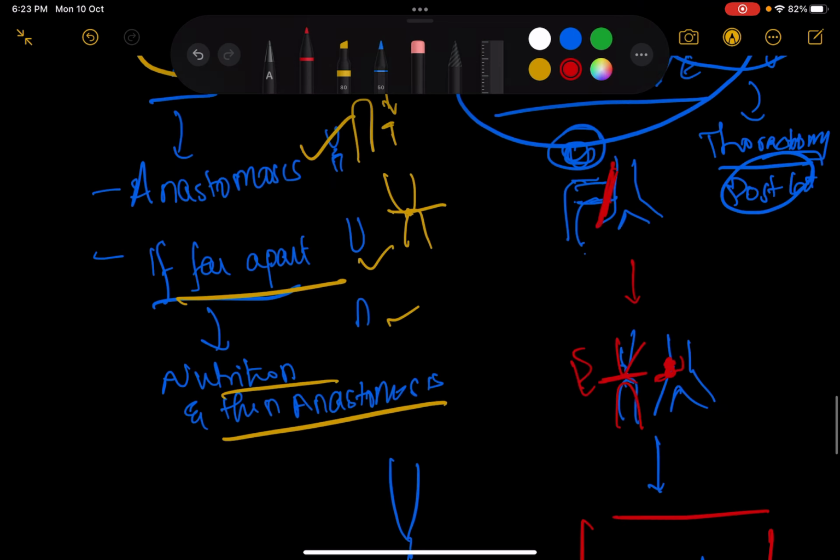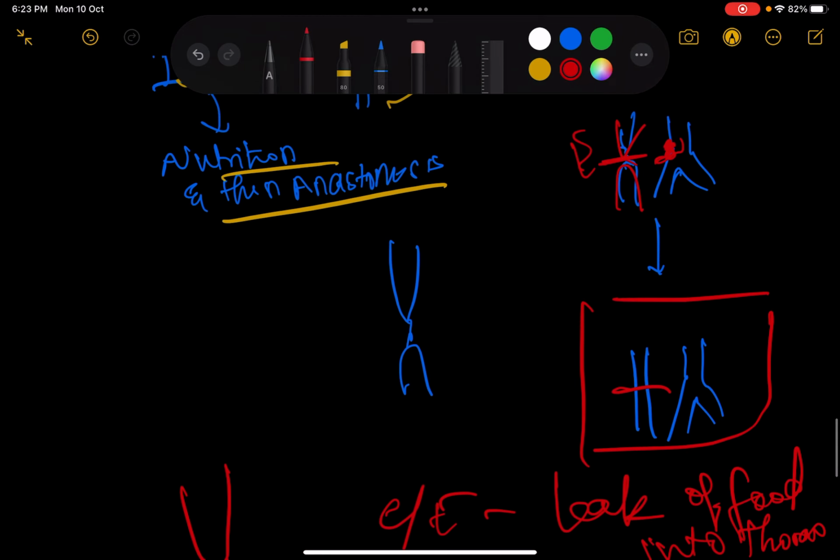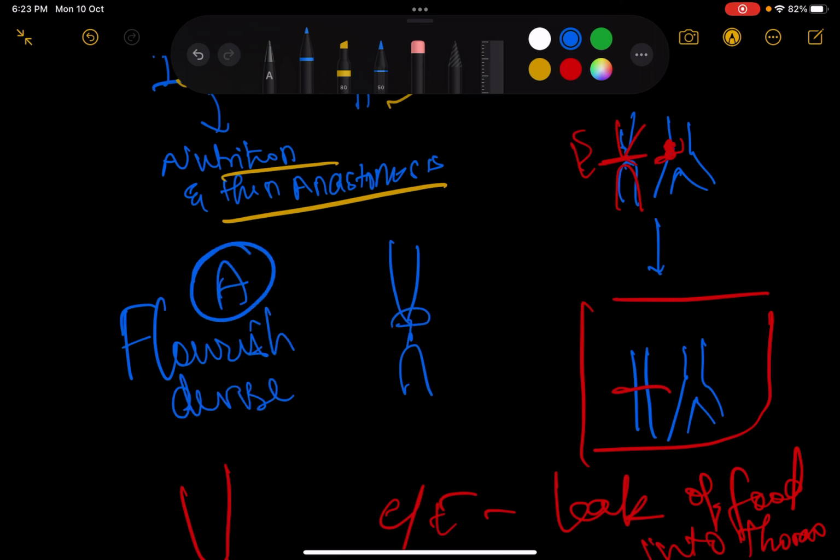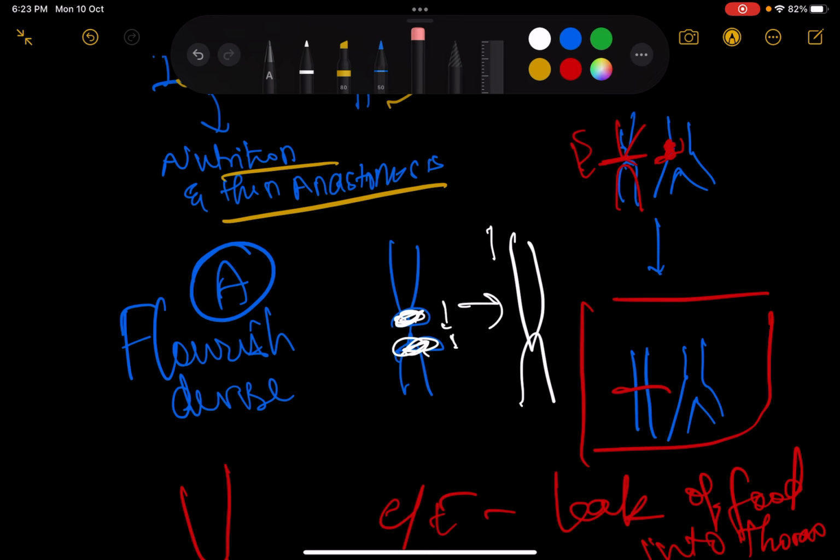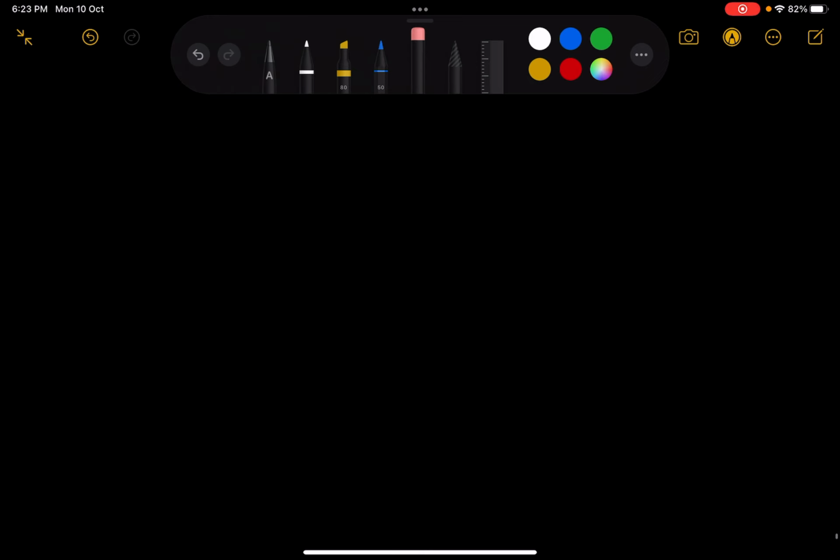Another very important, interesting idea that has come up is something called a Flourish device, and this device is only seen in type A. What they do is they put a magnet on the two ends of the esophagus, and they allow the two magnets to attract each other, eventually lengthening the entire esophagus, allowing us to do anastomosis. But I think nutrition is also a very good approach. So that's about it for tracheoesophageal fistula.